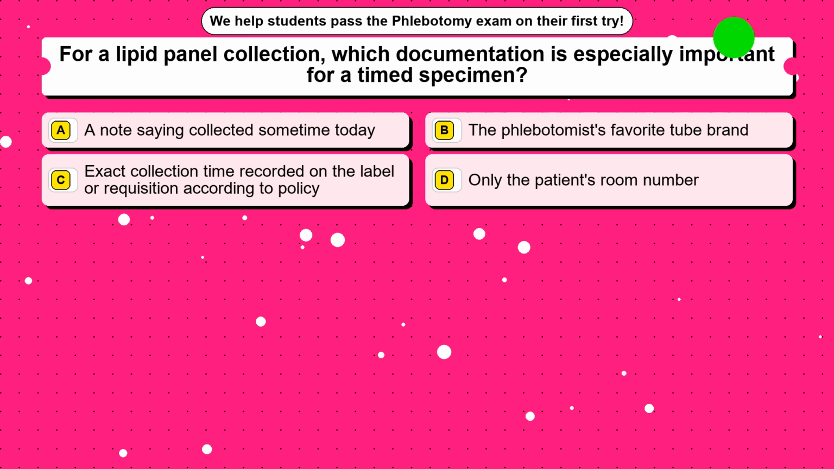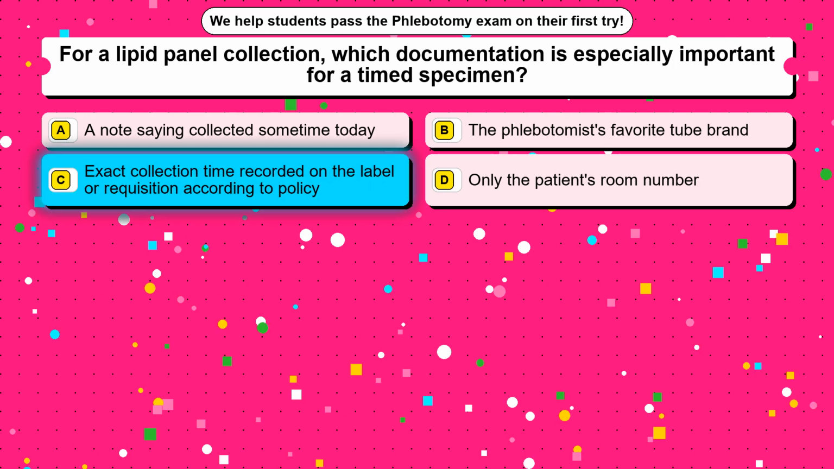Question 72. For a lipid panel collection, which documentation is especially important for a timed specimen? Option A. A note saying collected sometime today. Option B. The phlebotomist's favorite tube brand. Option C. Exact collection time recorded on the label or requisition according to policy. Option D. Only the patient's room number.